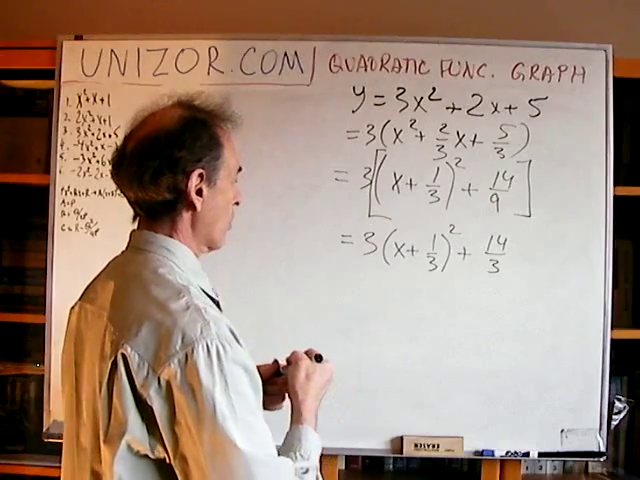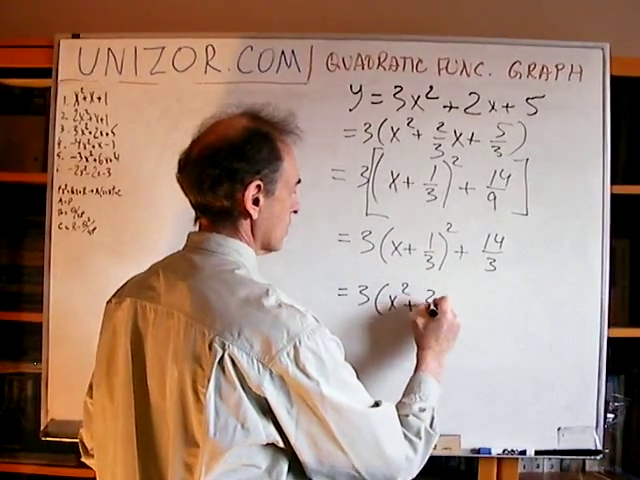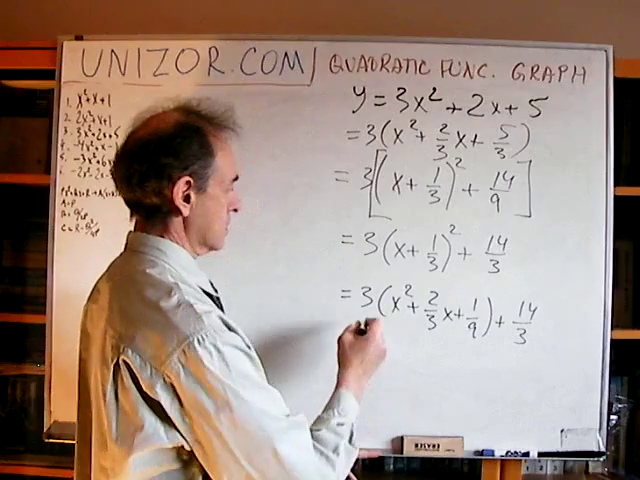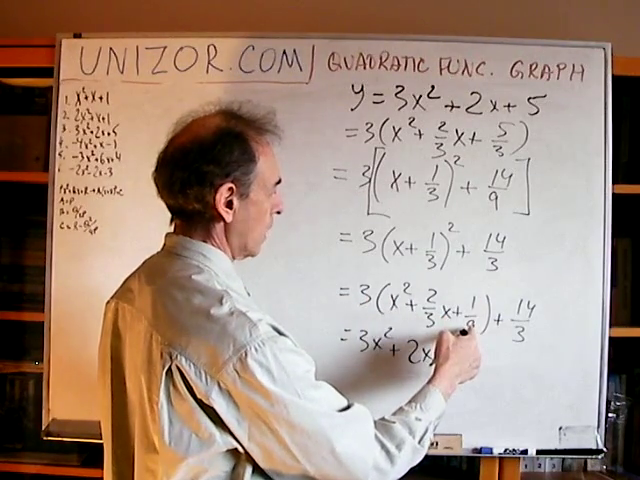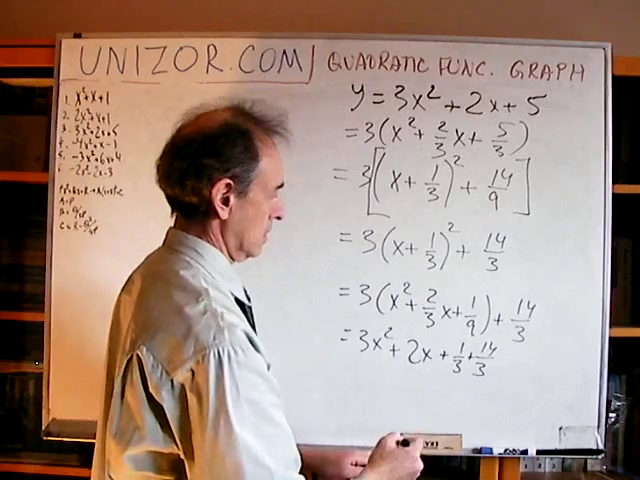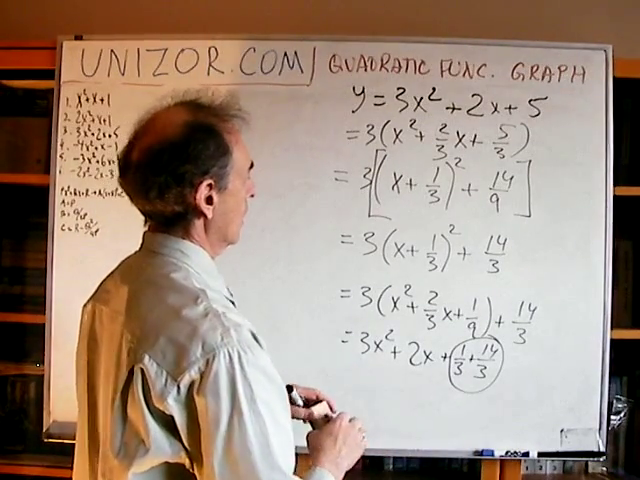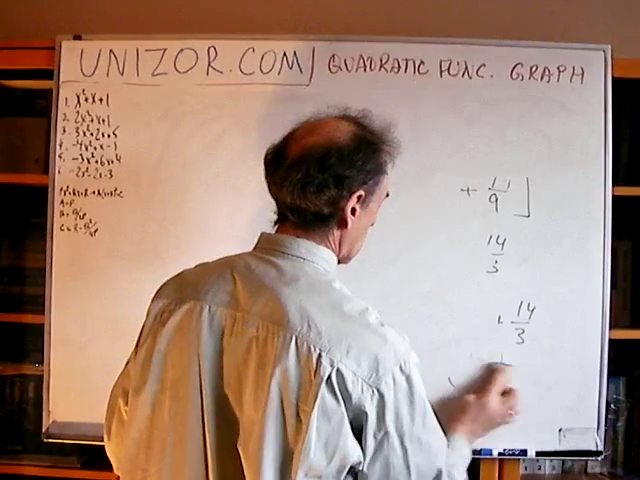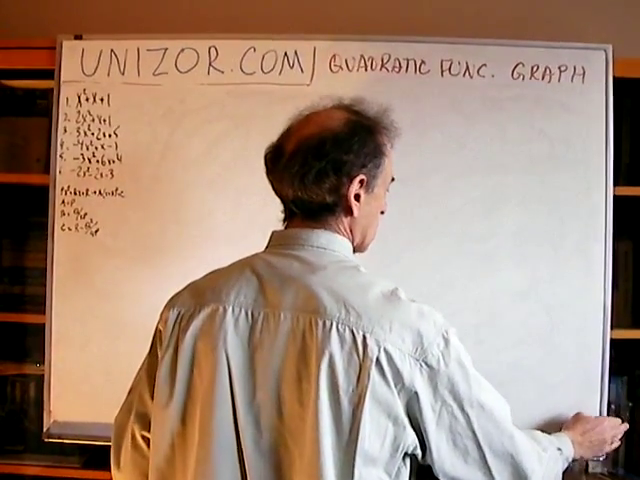Just in case, let me check that I'm right. So it's 3 times x squared plus 2 times x times 1/3, so it's 2/3 x plus 1/9 plus 14/3. So it's 3x squared plus 3 times 2/3, it's 2x. 3 times 1/9 is 1/3. Plus 14/3, so it's 15/3, which is 5. Yeah, I'm right. So checking is fine. All right, so that's it for this particular example. So let me just continue doing exactly the same thing. After a few more, we will all be very comfortable with this particular transformation.